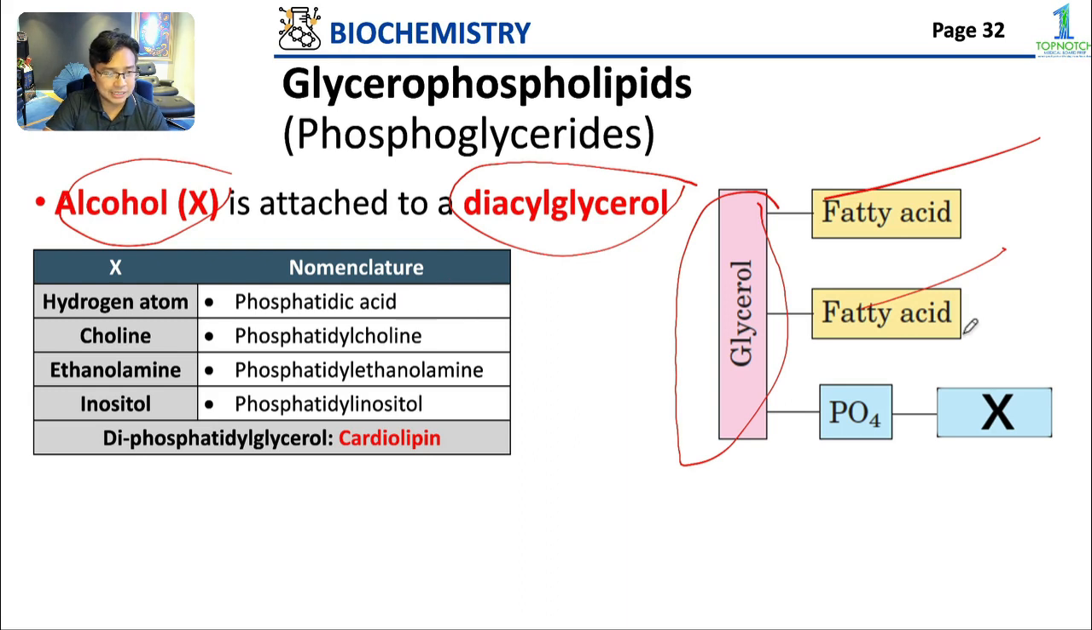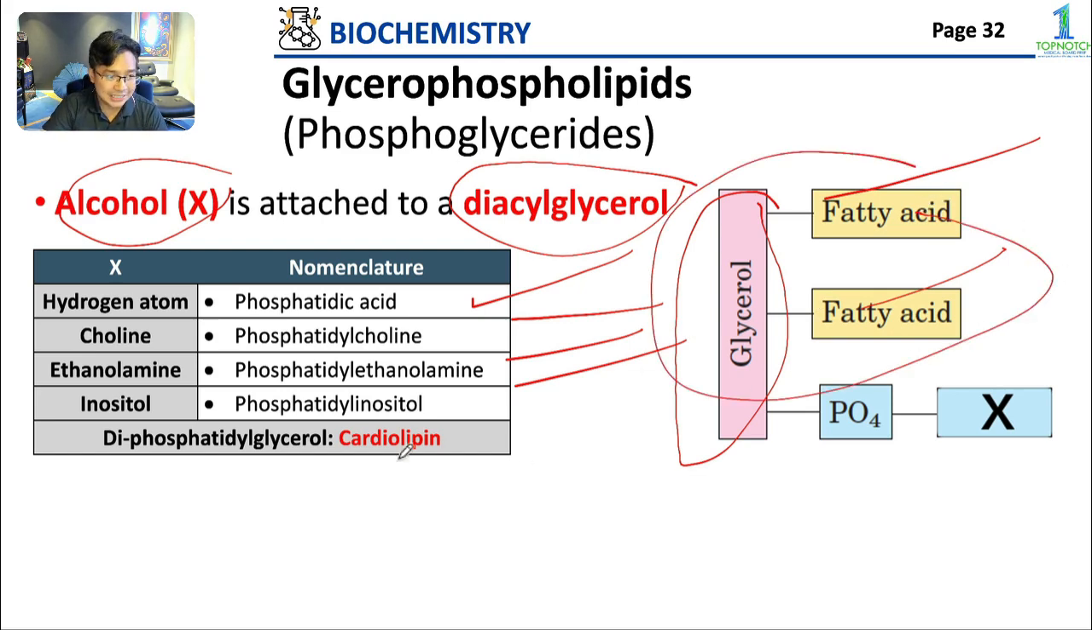Kapag ang nakadikit ay hydrogen atom, ang tawag ay phosphatidic acid. Pag choline, phosphatidylcholine. Pag ethanolamine naman, phosphatidylethanolamine. Pag inositol, phosphatidylinositol. Pero kapag ang dumikit sa kanya ay kapwa DAG, ang tawag ay cardiolipin.